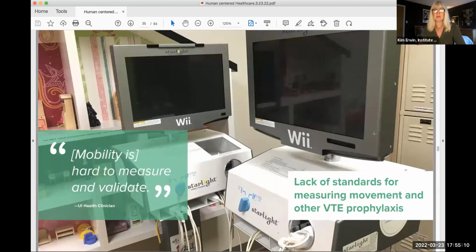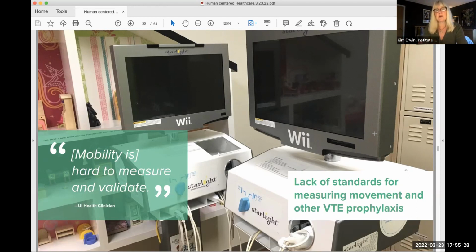It turns out mobility, so you're sitting here going, well, we're going to promote mobility. Well, how much mobility? There are no mobility standards, despite the fact that it's considered critical to blood clot prevention. So the lack of standards is not a hospital problem, it's a nationwide problem.